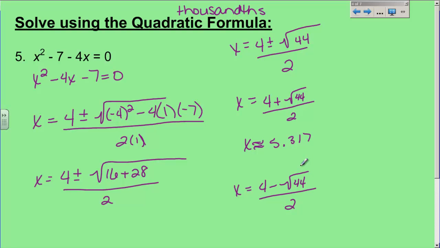So now I'm going to do the same thing. So I would do 4 minus the square root of 44, get that answer, and then divide that by 2 and round that to the thousandths, and so this becomes x equals negative 1.317. And I did that on my calculator. If you need to see that again tomorrow, you can ask me. I will show you.